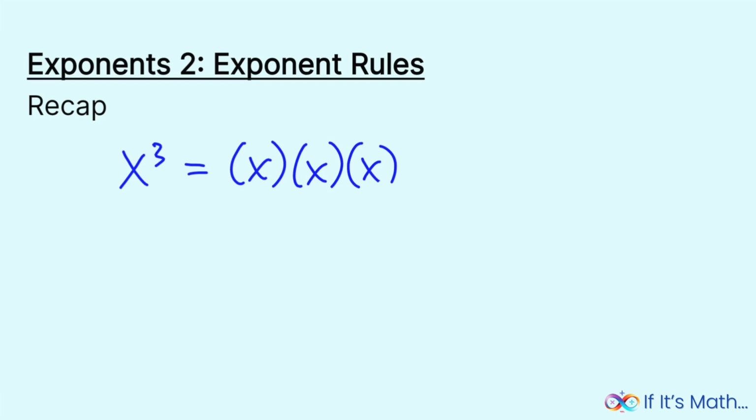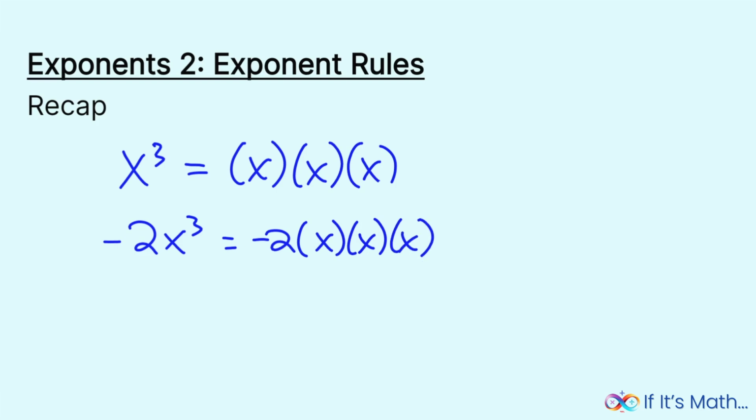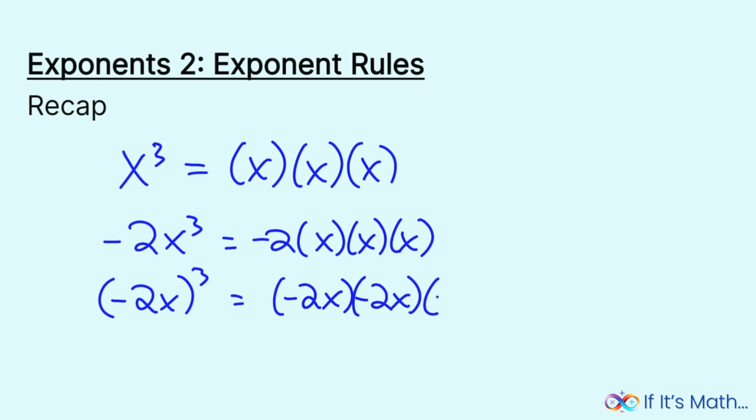And remember, though, that exponents only apply to what they touch. So negative 2 times x to the third is negative 2 times x times x times x. But negative 2x, all to the third, is negative 2x times negative 2x times negative 2x. So you have to pay really close attention to what's actually being affected by the exponent.